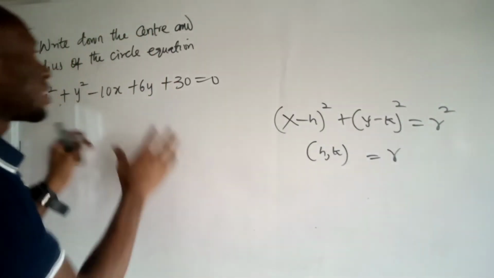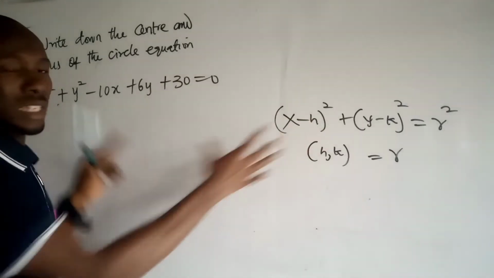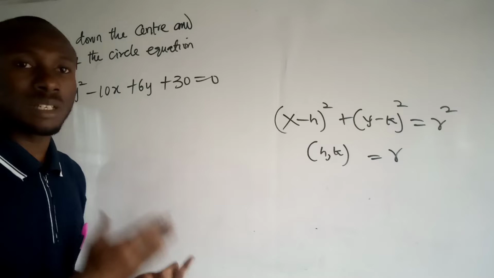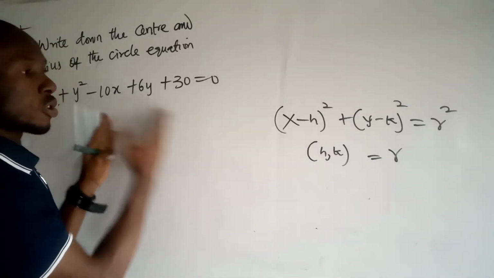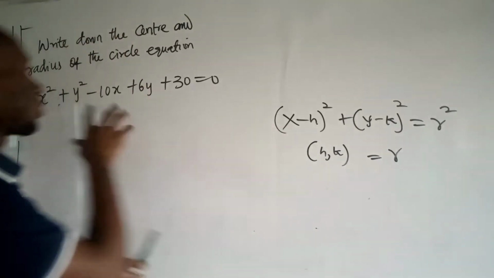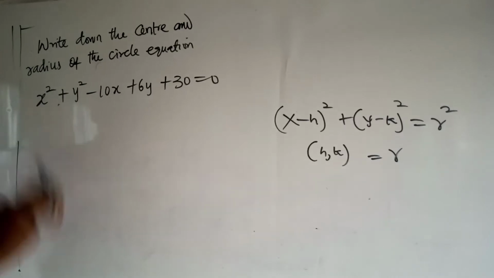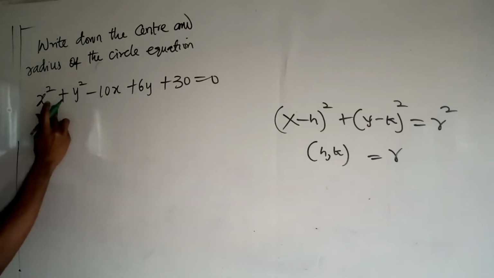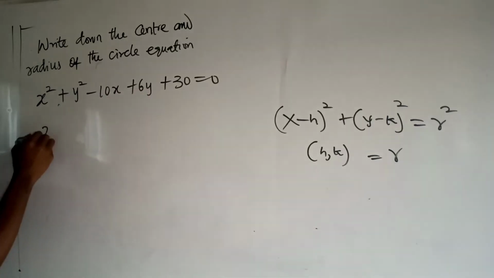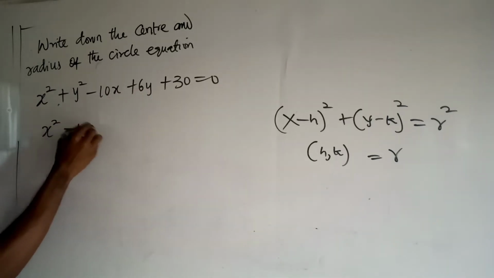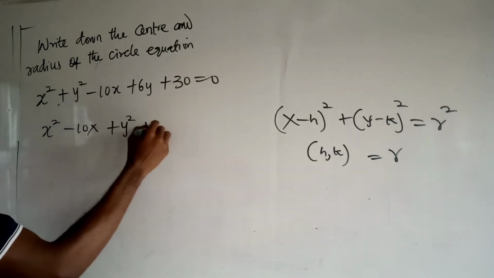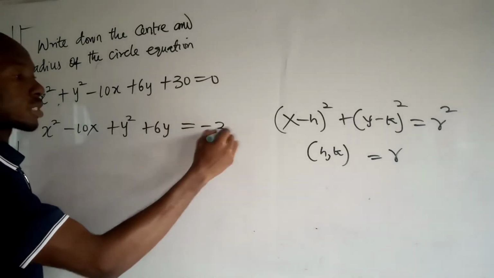So how do we rewrite this equation in this format? By completing the square. I'm going to walk you through the process of completing the square so that we can write this equation in this format. So let us go over to this side and complete the square of this equation. The first thing you want to do is to bring the x to the x and the y to the y. So you have x squared minus 10x plus y squared plus 6y equal to minus 30.